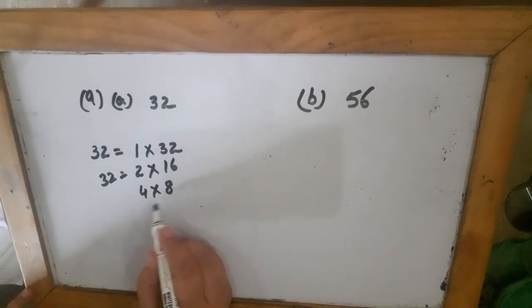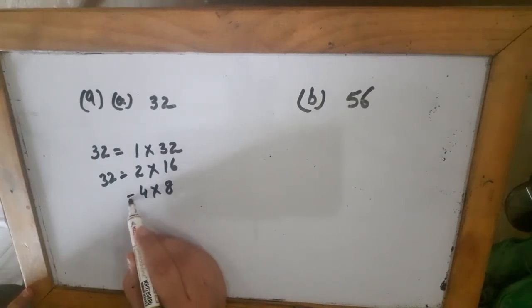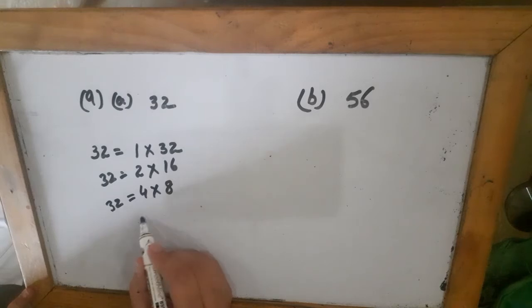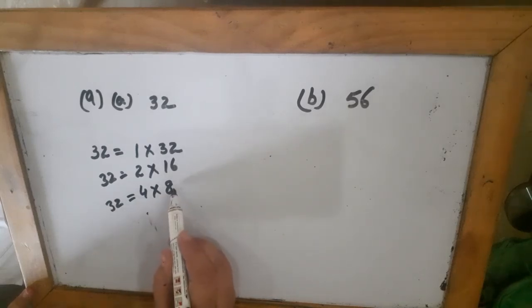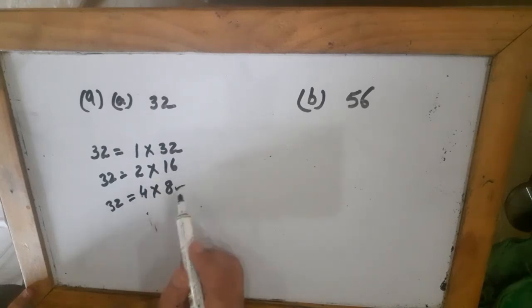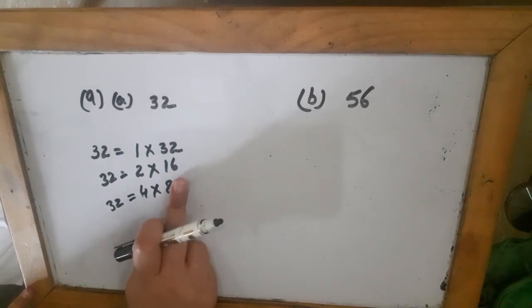So on the table of 6, do you get 32? 6 6s are 36. No, not on the table of 6. 7 comes after 6, the table of 7. No. Then 8, yes, 8 4s are 32, and I have already written that 4 8s are 32. It means my factors are finished.